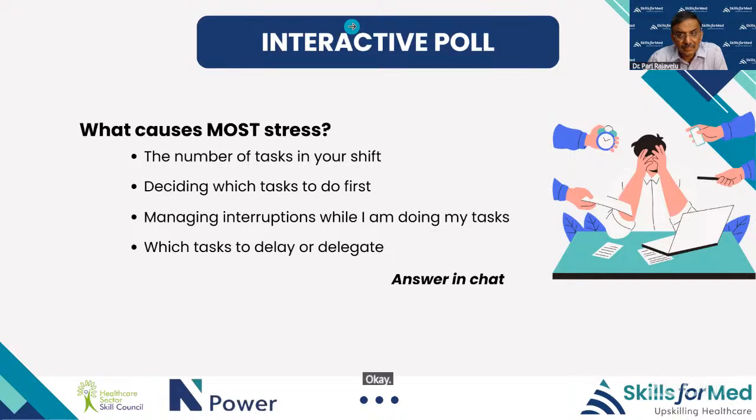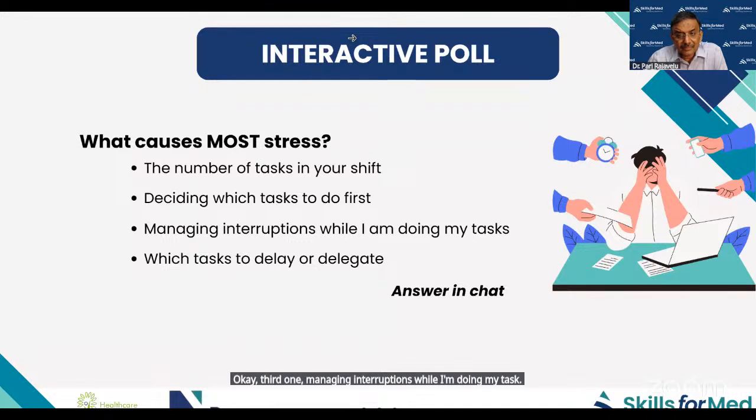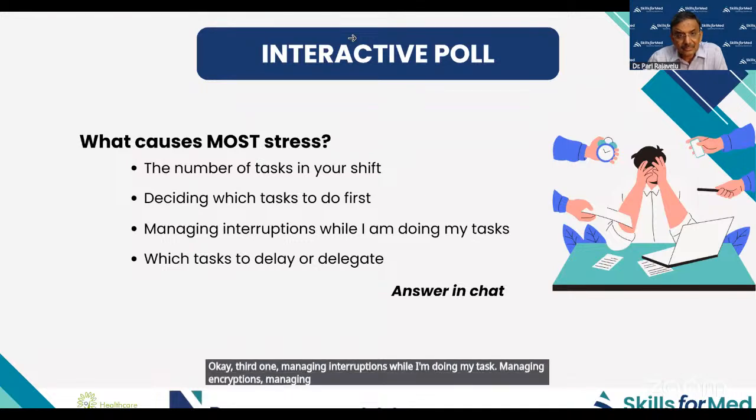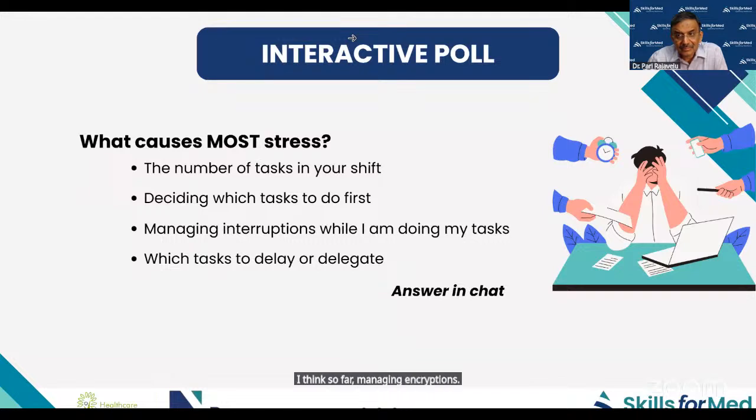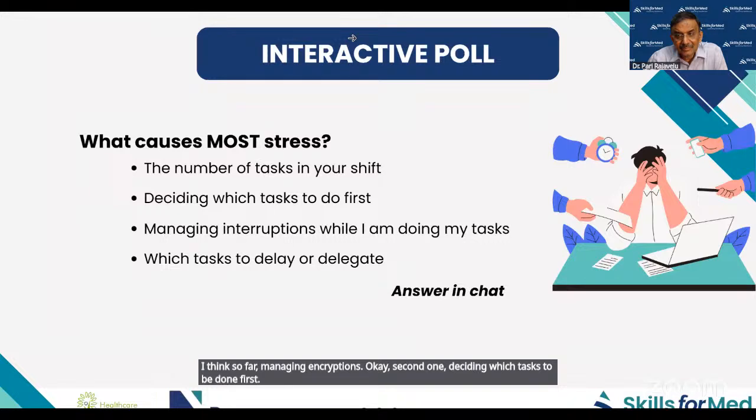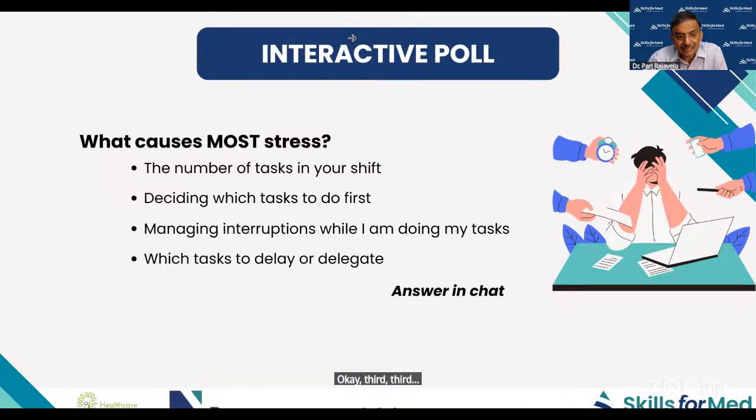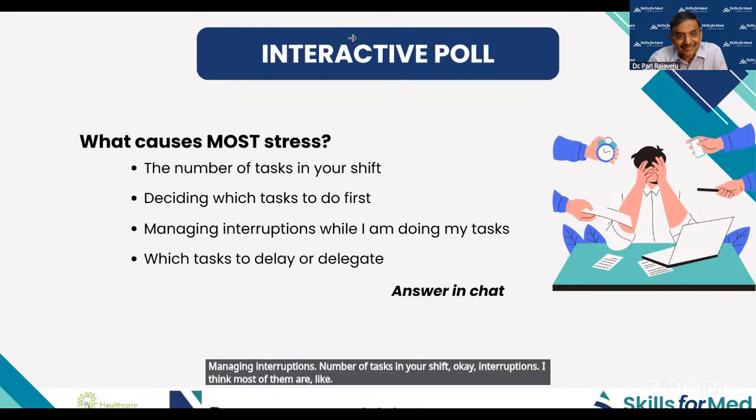Okay, third one, managing interruptions while I'm doing my task. Managing interruptions. I think so far managing interruptions. Okay, second one, deciding which task to be done first. Okay, third. Okay, some are saying fourth one, which task to delay or delegate. Managing interruptions, number of tasks in your shift. Okay, interruptions. I think most of them are about interruptions.